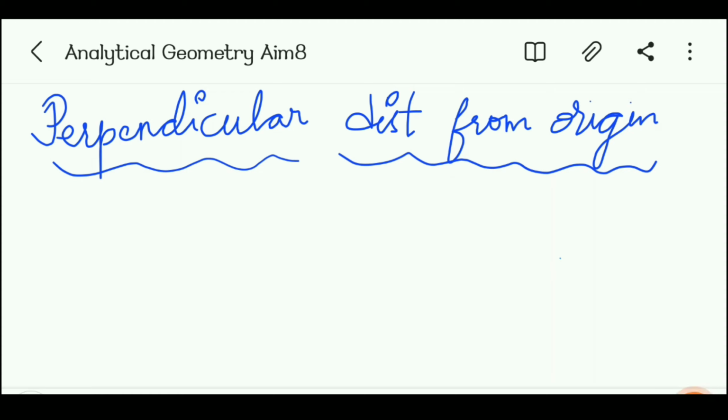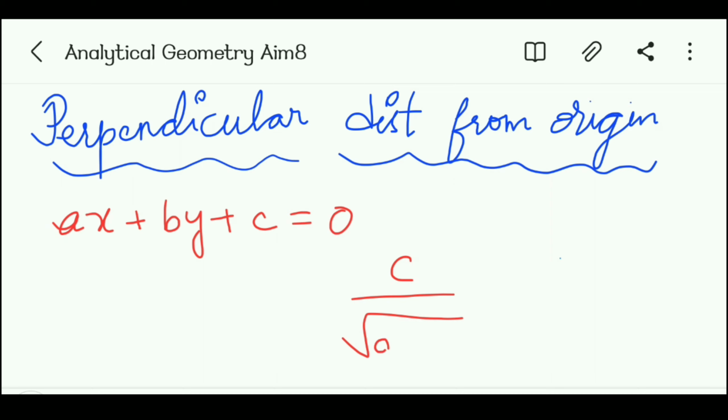Now if we want to find the perpendicular distance from the origin, again it will change, right? For the same line ax plus by plus c is equal to 0, the formula will be more simple, that is c by root over a square plus b square, enclosed in modulus. Okay, now we will see the next one.